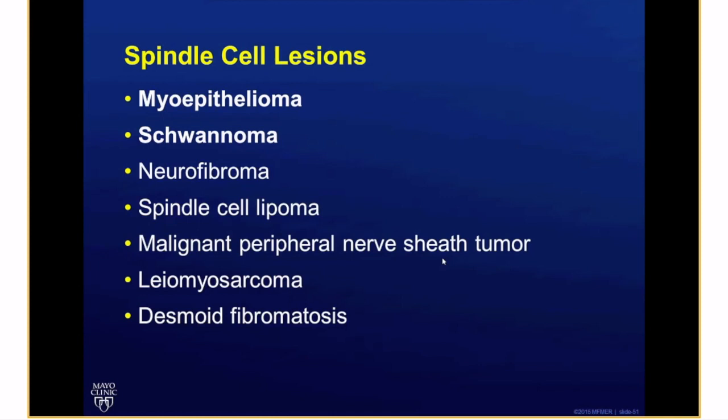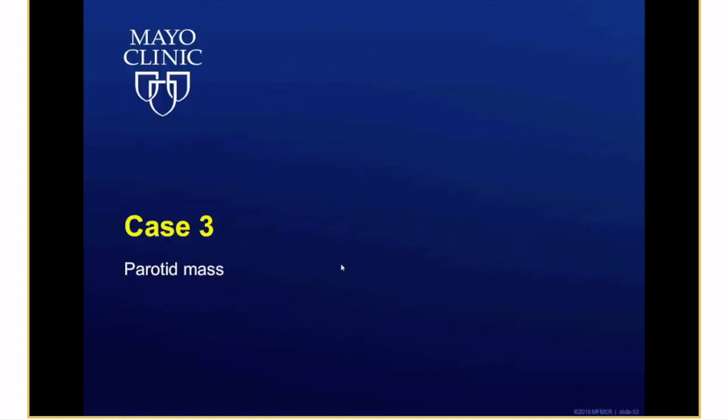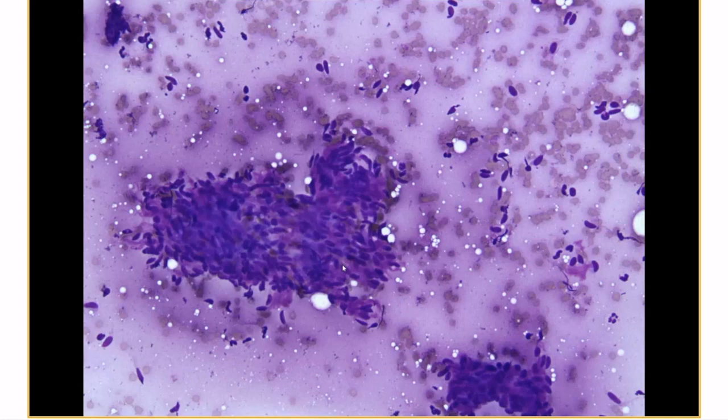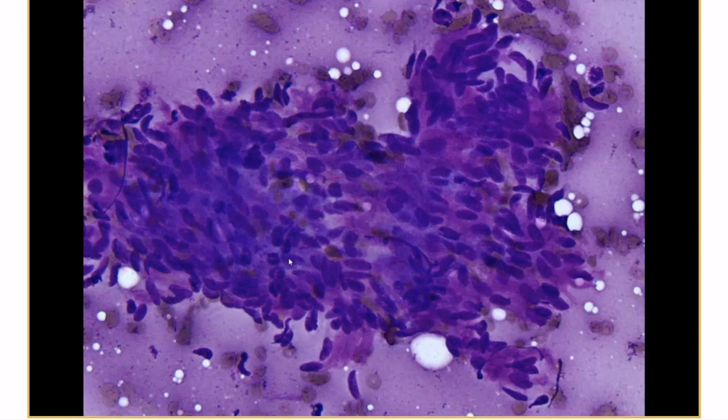Among spindle cell lesions, you have primary lesions that can be primary of the parotid, or they can arise from adjacent tissues, like schwannoma and neurofibroma, and the most common spindle cell lesion would be a myoepithelioma. And I have an unknown for you, another parotid mass. So in this Diff-Quik stain, you can see all these bland-looking spindle cells with not a whole lot of matrix. Upon a closer view, you see the cells are very bland, very uniform-looking, forming these cohesive groups.